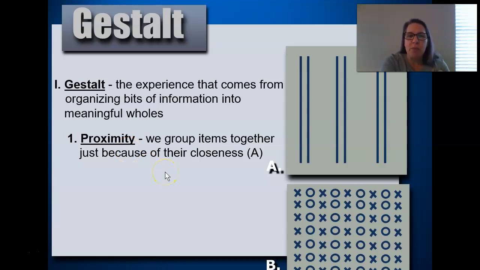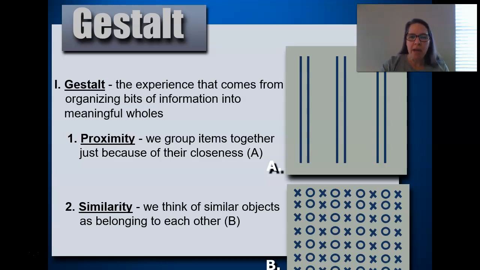So this one says that we group items together just because of their closeness. So for example, if you look at the image in A, we look at this as 3 sets of lines instead of 6 separate lines, because these lines and these lines are close together. Okay? They're in proximity to one another.